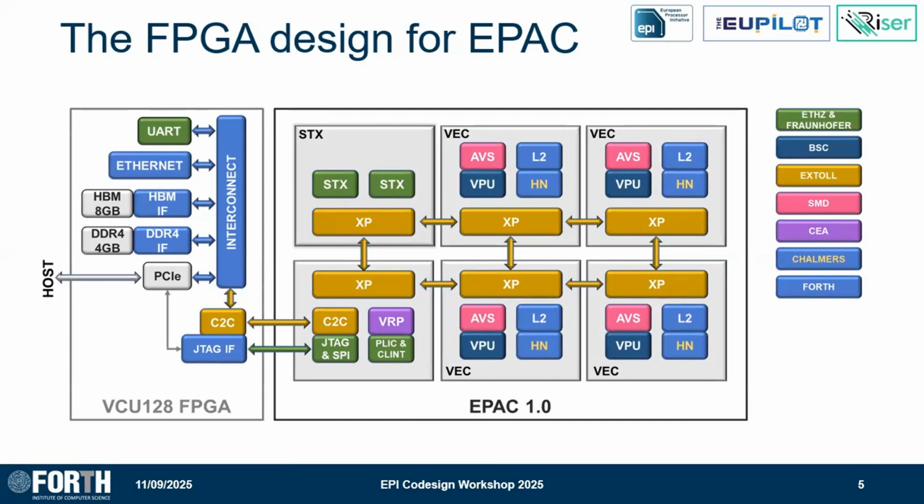The daughter card was built by E4 in collaboration with lots of partners, of course. And there is a custom design inside this FPGA that allows the chip-to-chip link to provide access to DDR, to HBM, to Ethernet, to UART, and there is a PCIe endpoint to have control from the host. So this is more or less the beginnings of EPAC, the first chip and the VCU.